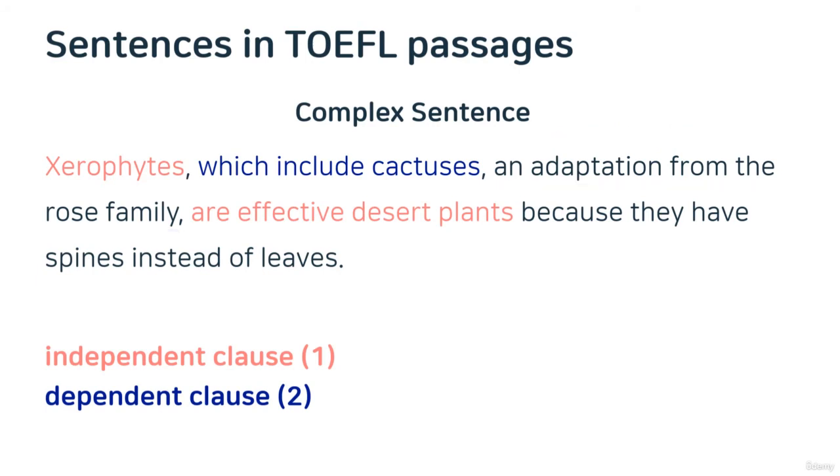And then we have the second dependent clause, an adverbial clause, because they have spines instead of leaves, and it uses the subordinating conjunction because. And this kind of sentence can seem tricky to understand as you have two different elements between the subject and the verb in the independent clause. And obviously there are multiple elements within the sentence as well. However, all in all, there are one independent clause and two dependent clauses.